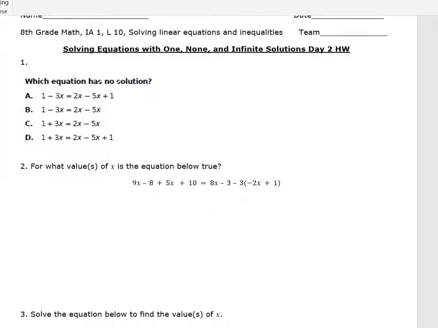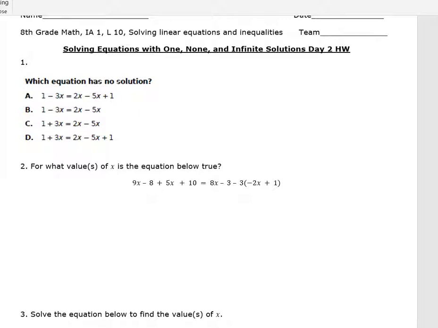And we're going to do a couple of these problems together. We're continuing with our objective of solving equations that have one, none, or infinite solutions. This isn't super hard, but it is a new concept, the idea that you might have a variable that either has no solution at all or has infinite solutions, meaning any number can be put in there. So that's why we're going to continue to practice this.